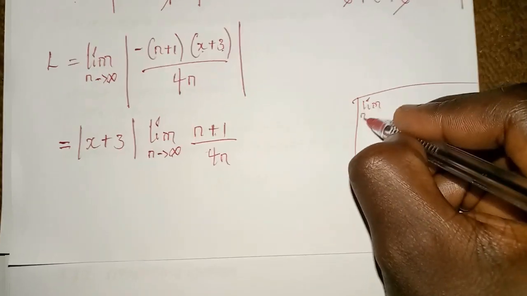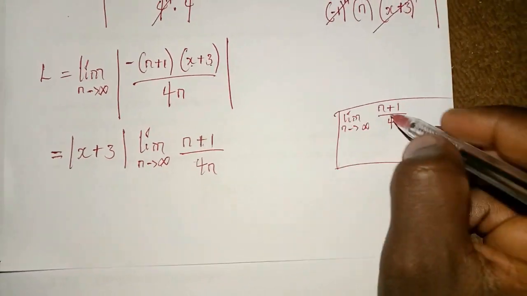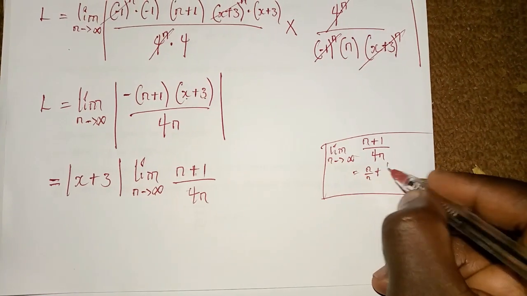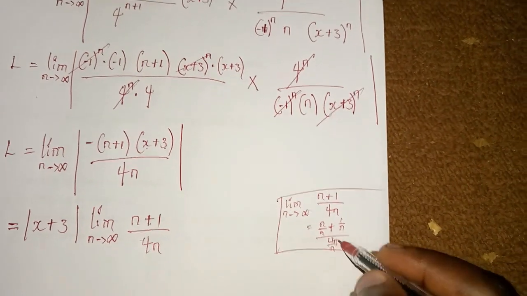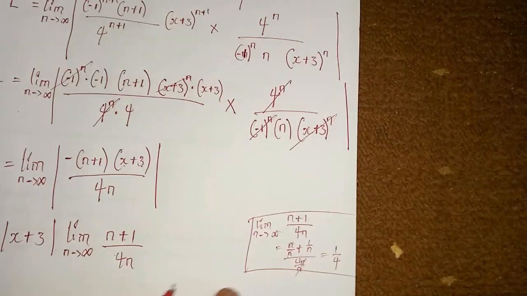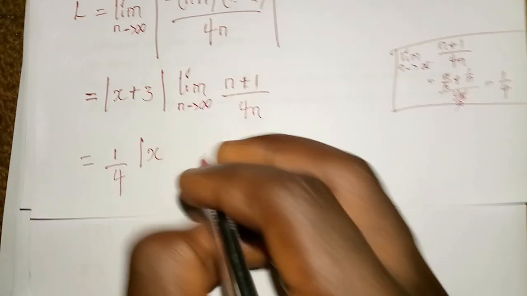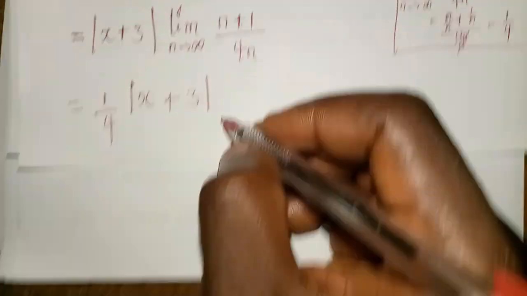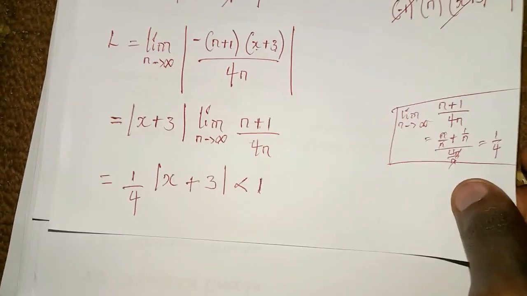Then we'll quickly do that in this box here. We have the limit as n tends to infinity of n plus 1 over 4n. Now what we do is that we divide all through by n, meaning we have n divided by n plus 1 over n all over 4n over n. Then we divide, and you'll see that we'll be left with 1 over 4 as our answer. So therefore, we have our answer to be 1 over 4 times the absolute value of x plus 3. Now, since we know this is our answer, for it to be convergent we assume it to be less than 1.